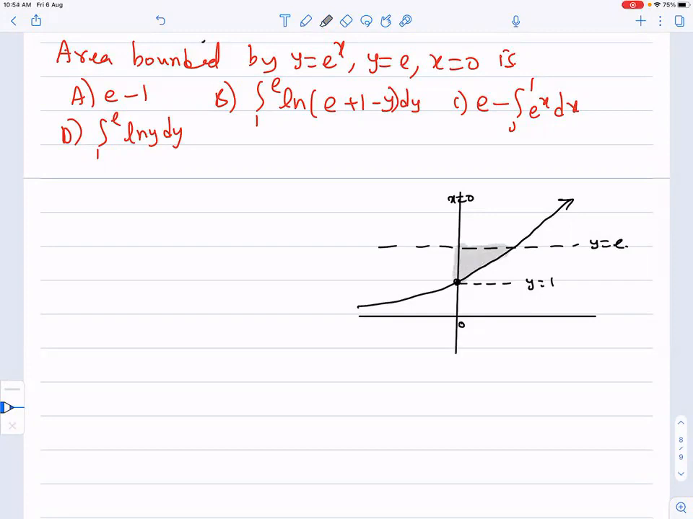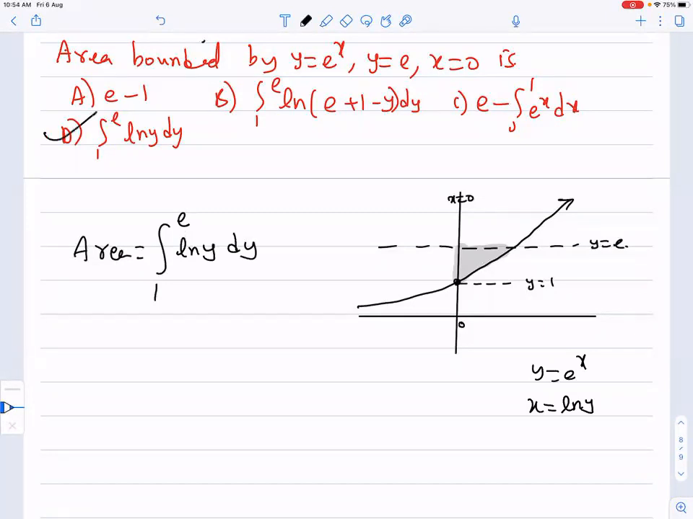Correct? Now, area with respect to the y-axis. As per the rule book, area with respect to the y-axis is the integral with lower limit y equal to 1 to y equal to e. See, y is e raised to x. We need x. X is ln y. Correct? So ln y dy. As per the rule book, this is the answer. So D is the correct answer. Now we need to check whether the other options are correct or not.